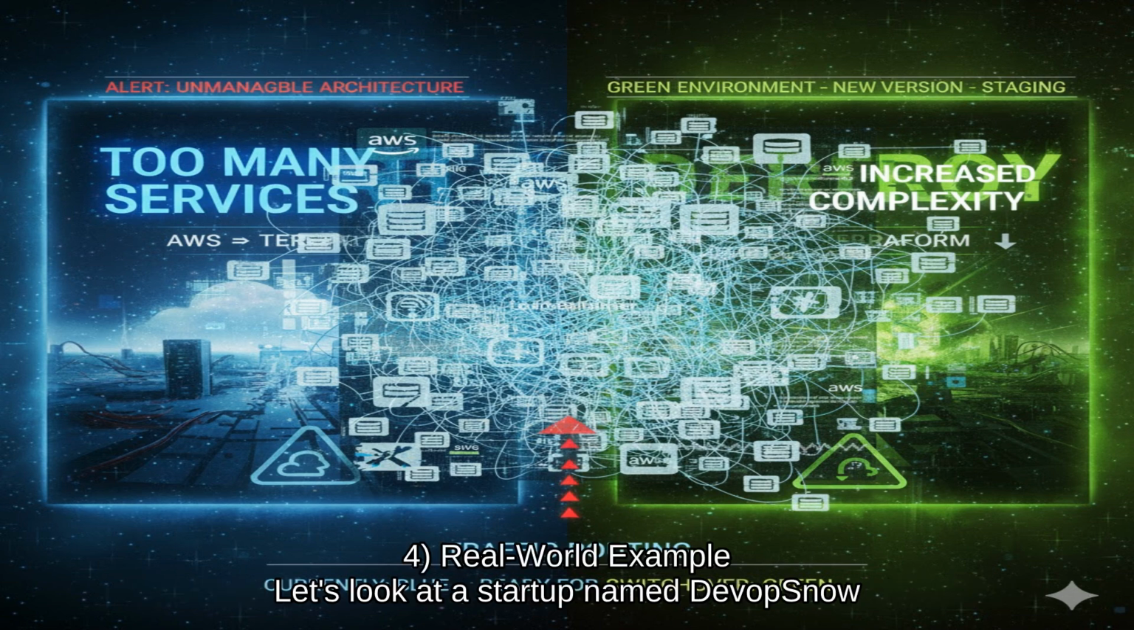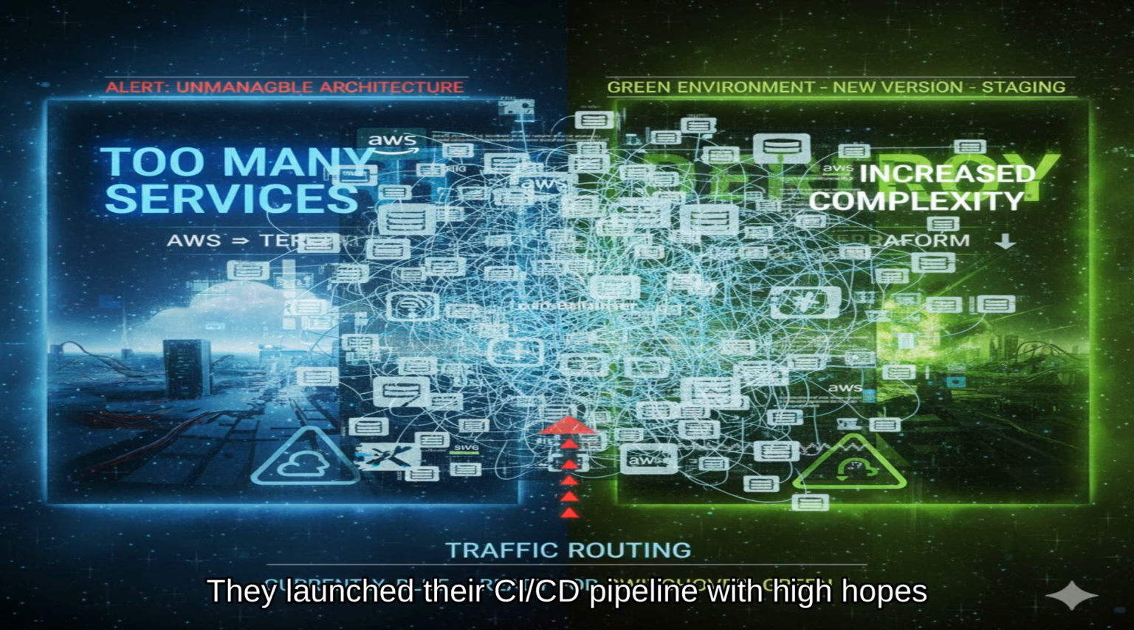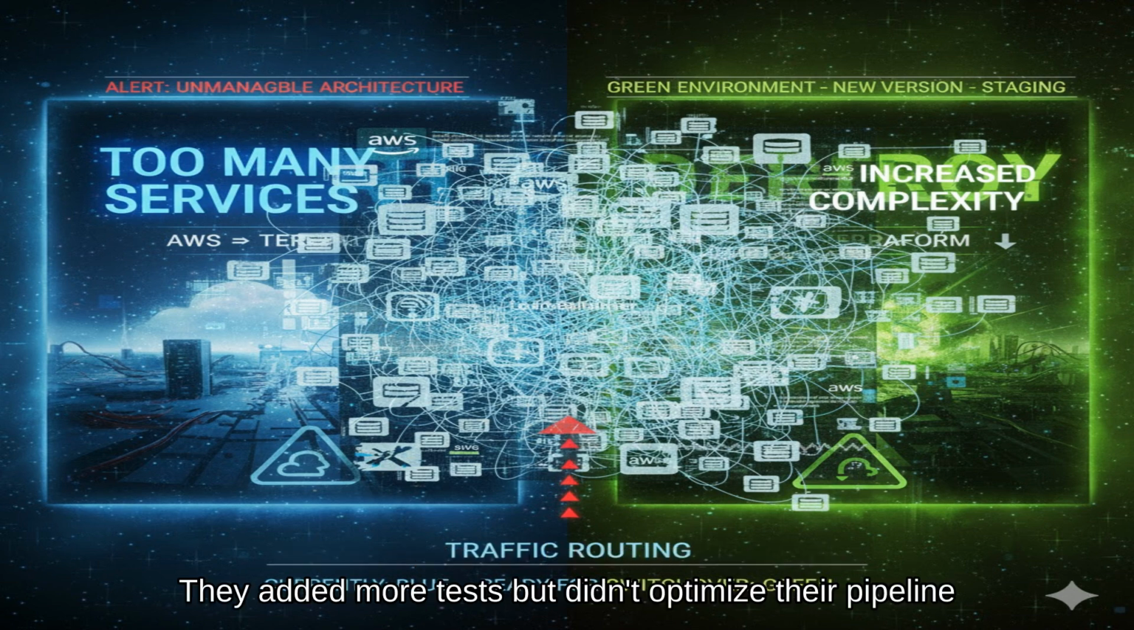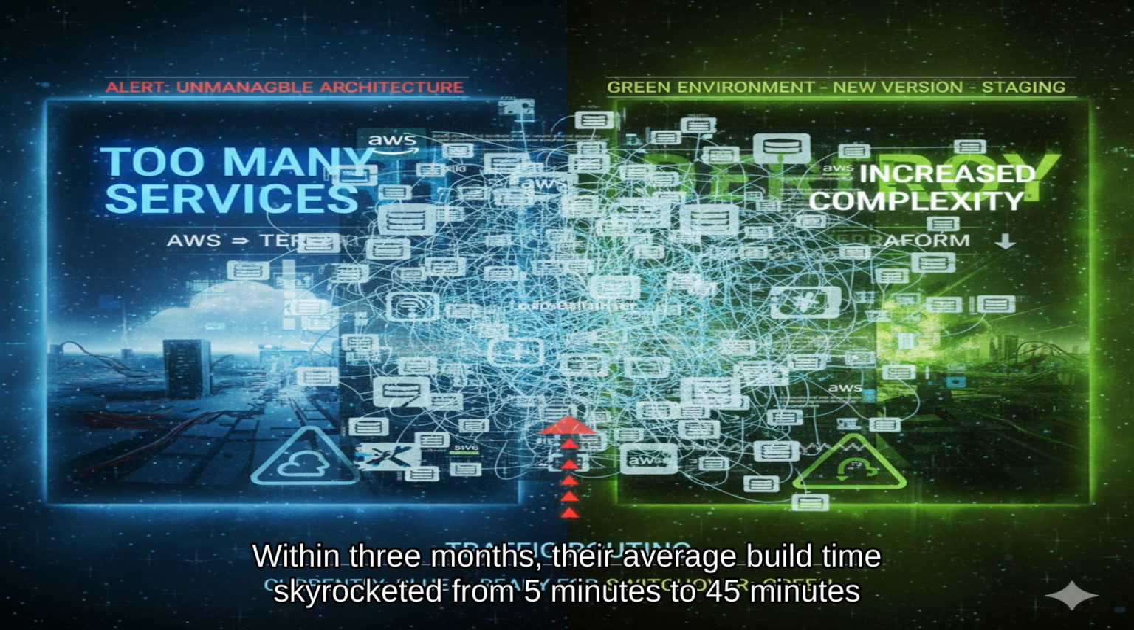Real-world example. Let's look at a startup named DevOps Now. They launched their CI/CD pipeline with high hopes. Initially, it was fine, but as their team grew from 5 to 20 engineers, things changed. They added more tests but didn't optimize their pipeline. Within 3 months, their average build time skyrocketed from 5 minutes to 45 minutes.